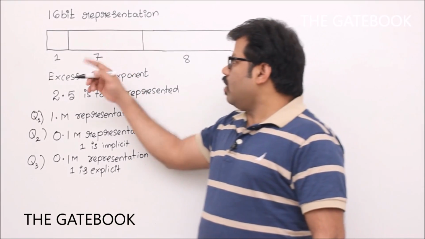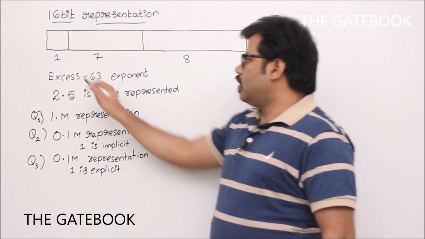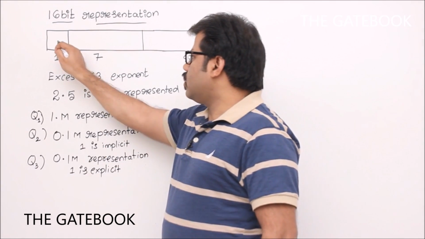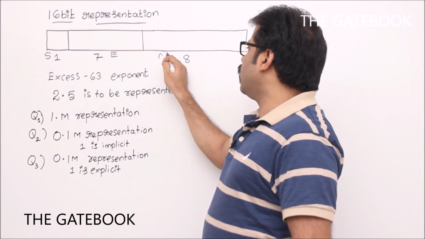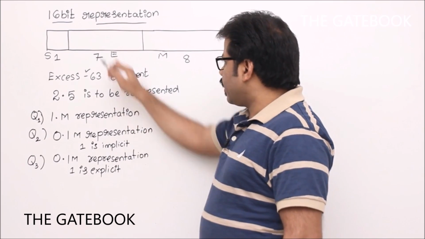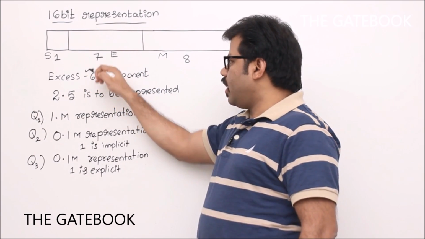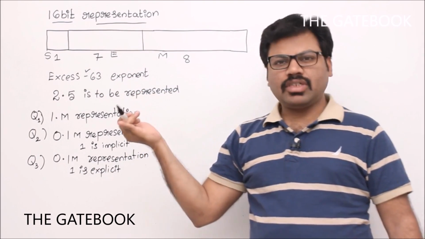Now we'll see one example. So the 16-bit representation is given, and the layout is also given. This is the sign bit, this is the exponent, and this is the mantissa. Okay. Now the exponent is biased, and the bias is 63. That means when you write 0 here, then 63 will be subtracted from that.